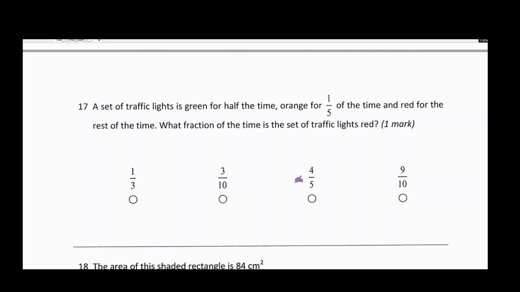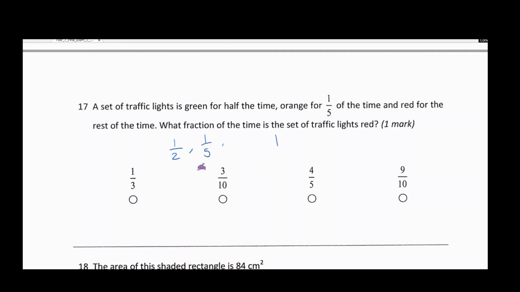Number 17. A set of traffic lights is green for half the time, orange for a fifth of the time, and red for the rest of the time. What fraction of the time is the set of traffic lights red? So green half the time. So that's 1/2 is green. Orange for a fifth of the time. So whatever left over is the red bit. So it's 1 out of 1. It's 1 whole is the total.